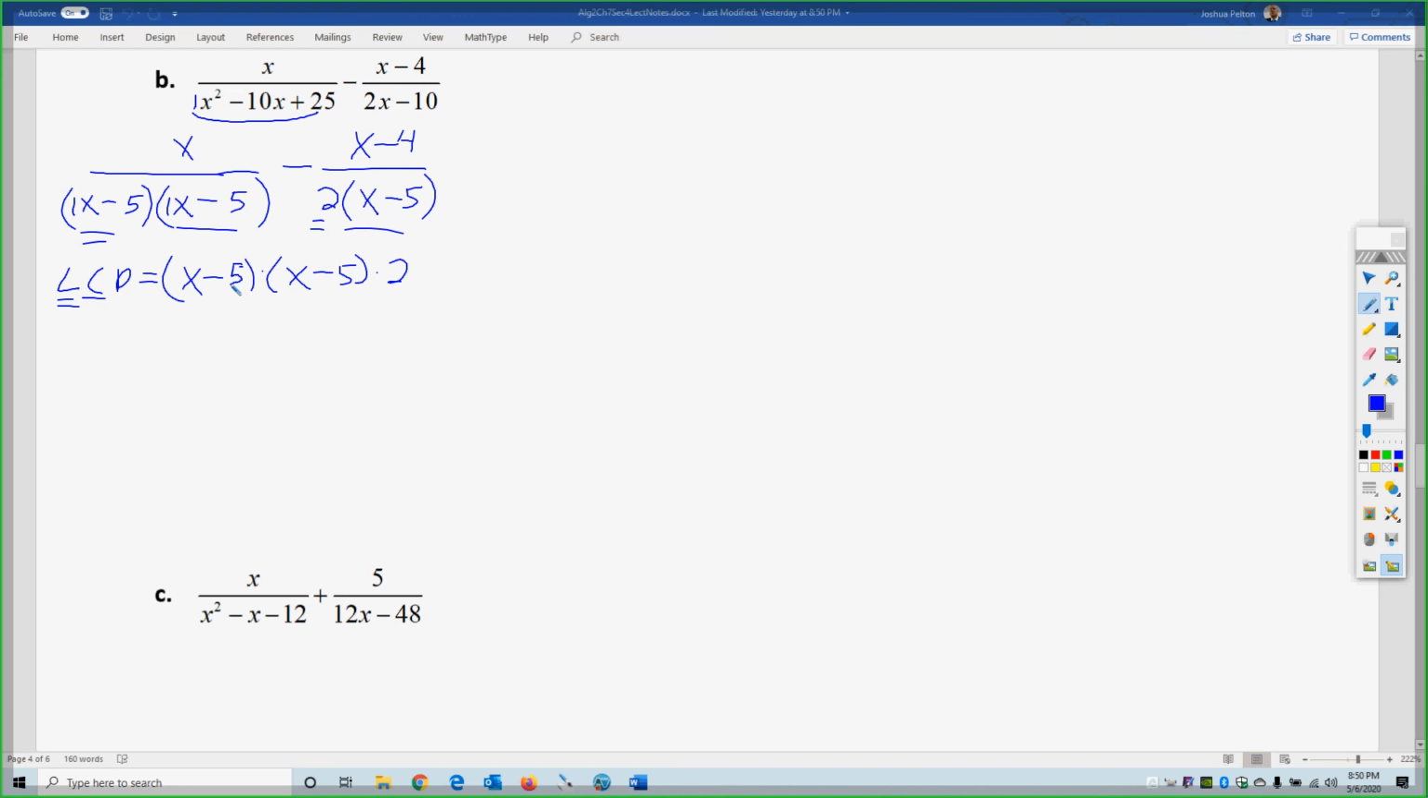Okay, so I'm going to rewrite the problem here as x over x minus 5, and I'm going to put squared so I don't have to write x minus 5 twice as a shorthand, minus x minus 4 over 2 times x minus 5. If you have multiple of the same term, you can just use exponents as a shorthand. It's a lot easier. So the left-hand term is only missing a 2. The right-hand term has the 2, but is missing a second x minus 5.